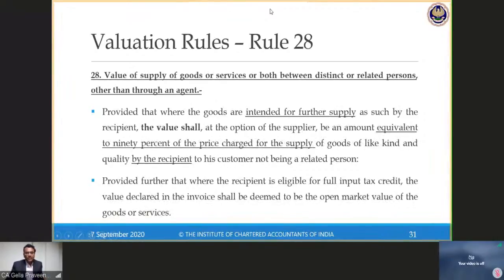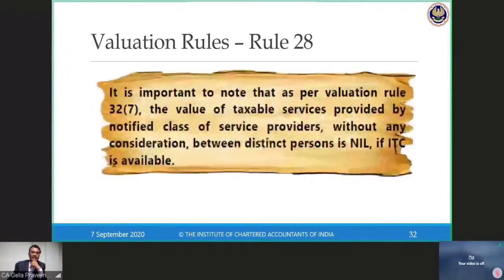Moving on further, I'll come back to my slide on Rule 28. This provision says that if the recipient is in a position to enjoy input tax credit, please consider the invoice value as your transaction value. No more questions, no more arguments. This mechanism of 90% is not at all applicable. So indirectly, 90% is applicable when the recipient is not eligible for input tax credit. Why so? Wait for Section 16 to be covered, then you'll have clarity. Now this Section 32, again, I'll cover in detail a little later. I'll come back to this Rule 28.